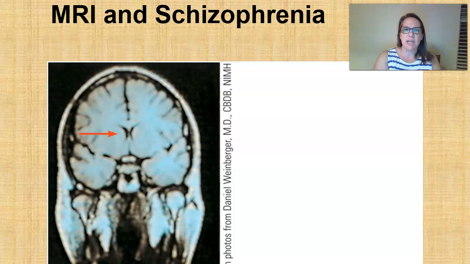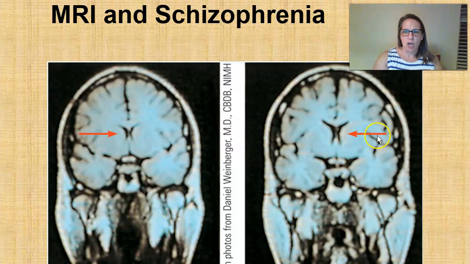Okay, so this is an image of an MRI, and you're looking at this arrow right here. We're looking at this part of the brain right here. So this image here, and you notice the difference, okay? So this is a normal, healthy brain, and no, I'm sorry. This is the brain that has schizophrenia, and this is a normal, healthy brain.